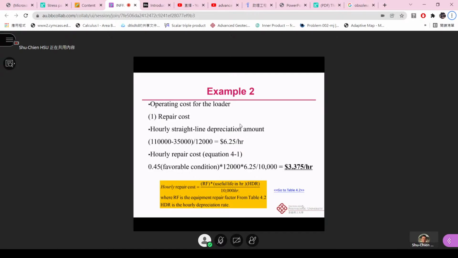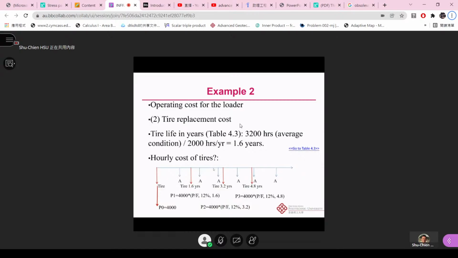And then for this one, we also times the 12,000 and times the 6.25 divided by that 10,000 because of the adjustments, based on HDR. So finally, we can get the repair cost of $3.375 per hour. So far so good. So this is for repair.